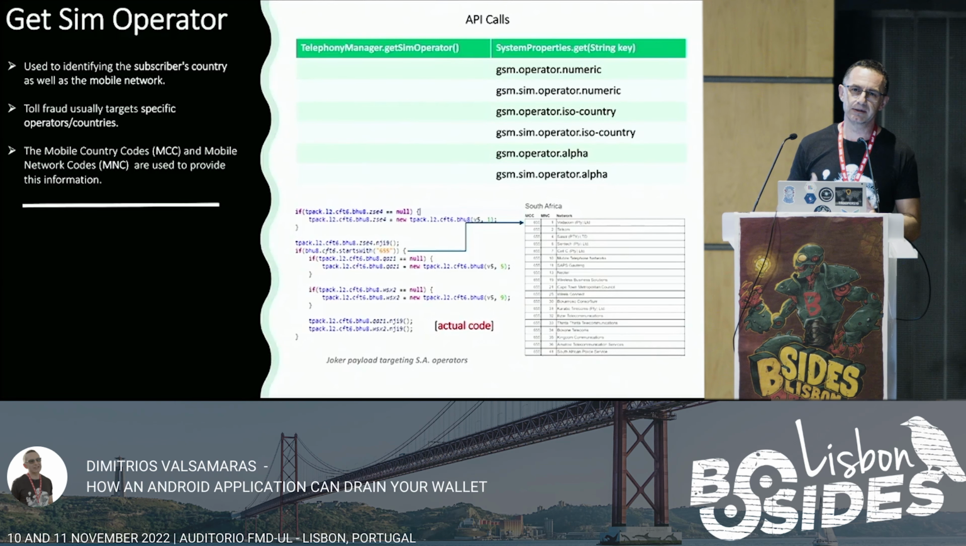Now, on the lower side, I have one example of one of the latest Joker payloads, which does exactly what I said right now. It checks if the SIM operator starts with 655, and then it starts the steps that we're going to see in the next slides. And 655 is a SIM operator which corresponds to a South African SIM operator.